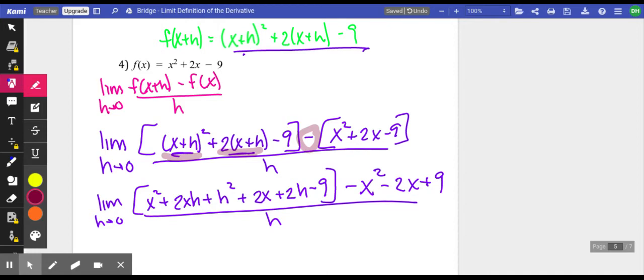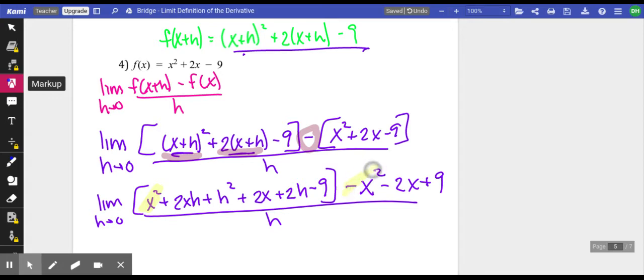So now I'm going to start to look for things to cancel out. I've got my x squared and my negative x squared. I have a positive 2x and a negative 2x and a negative 9 and a positive 9. So you notice the only things that remain are the terms that have h's in them. So I'll encourage you, again, to pause it, and we'll compare.